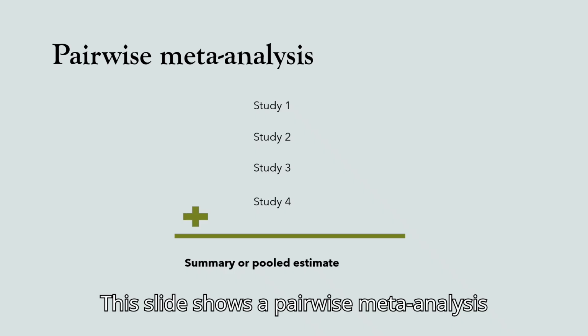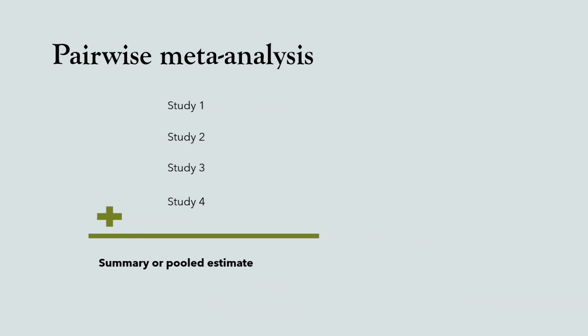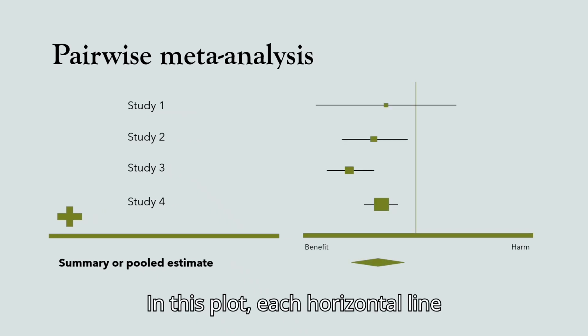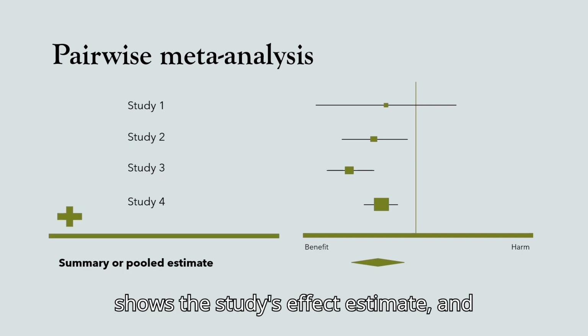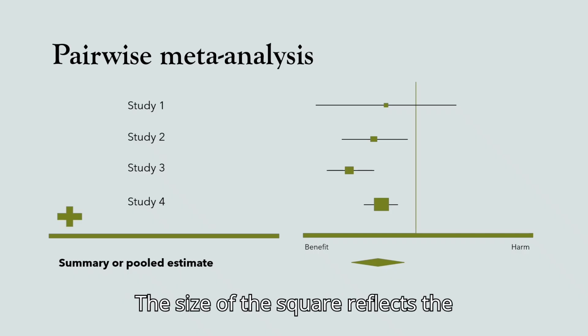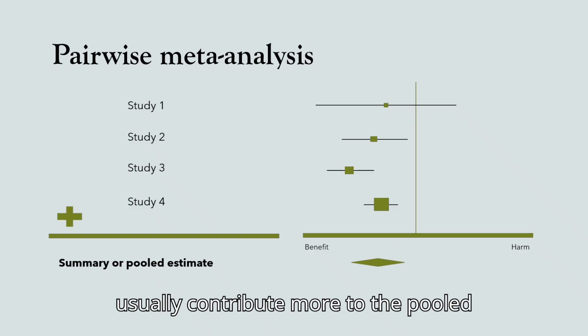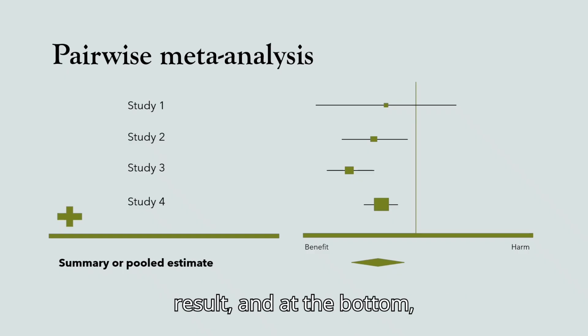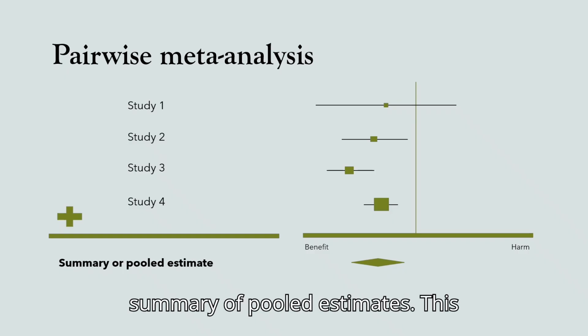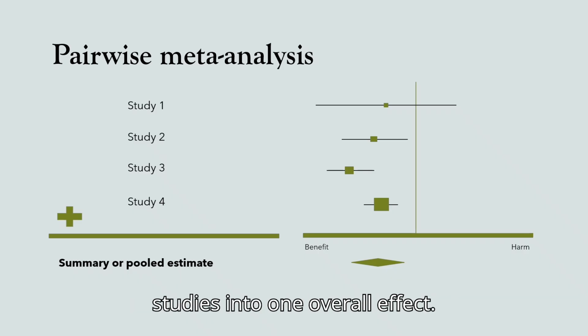This slide shows a pairwise meta-analysis and the forest plot. In this plot, each horizontal line represents a study. The square shows the study's effect estimate, and the line shows its confidence interval. The size of the square reflects the weight of the study. Larger studies usually contribute more to the pooled result. And at the bottom, the diamond represents the summary or pooled estimate. This combines the results of all included studies into one overall effect.